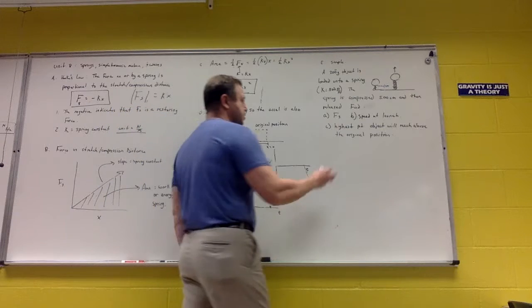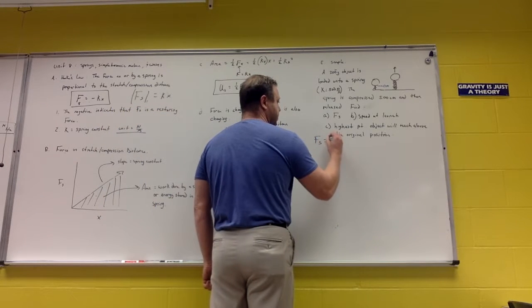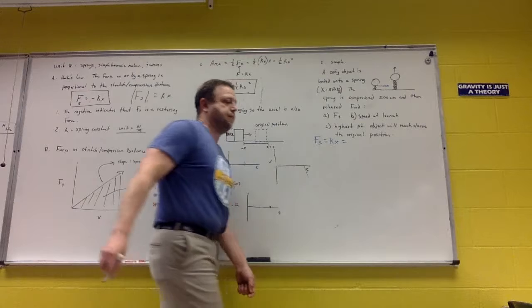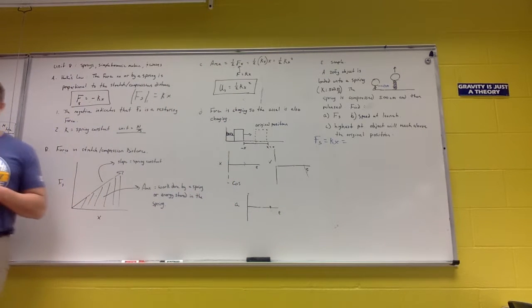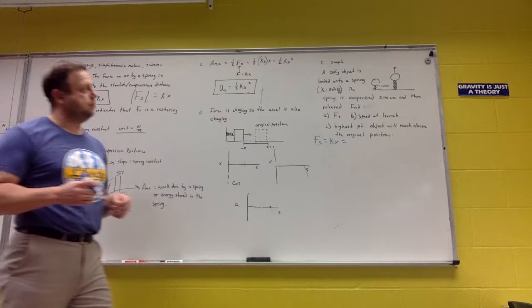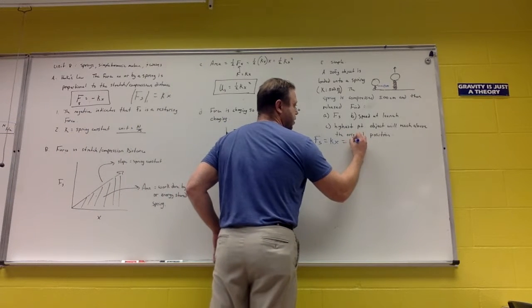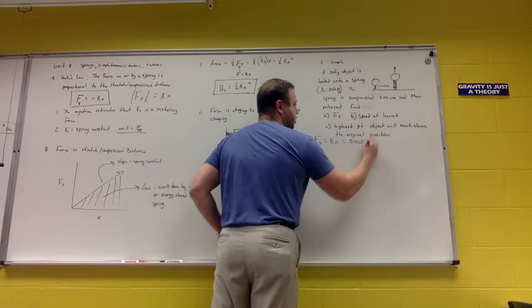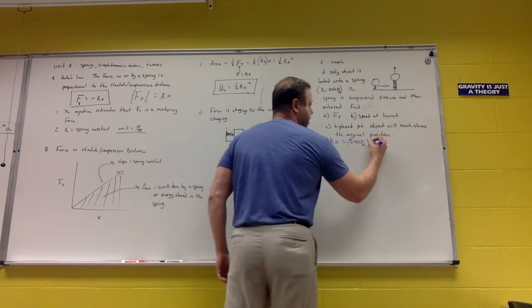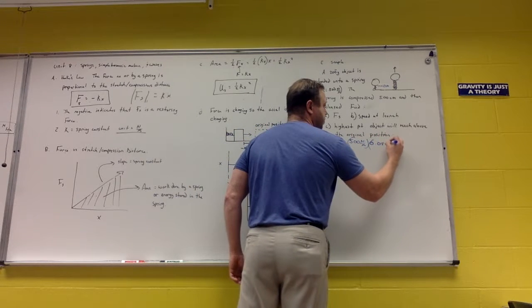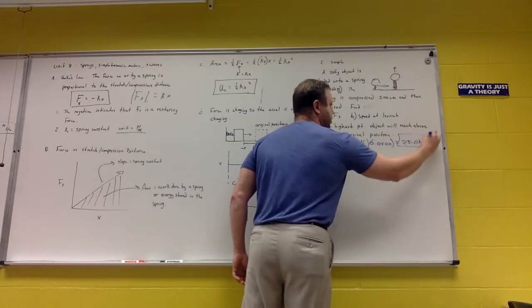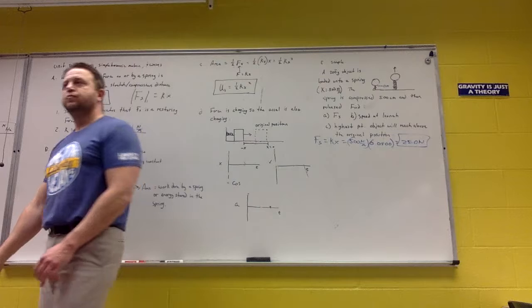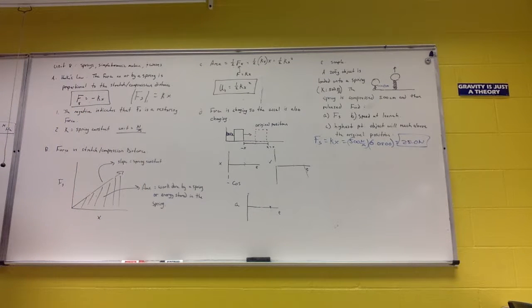So let's get the force of the spring solved for. I gave you all the information. Force equals kx: 500 newtons per meter times my compression distance of 0.05, and that gives me 25 newtons. Everyone okay with that?